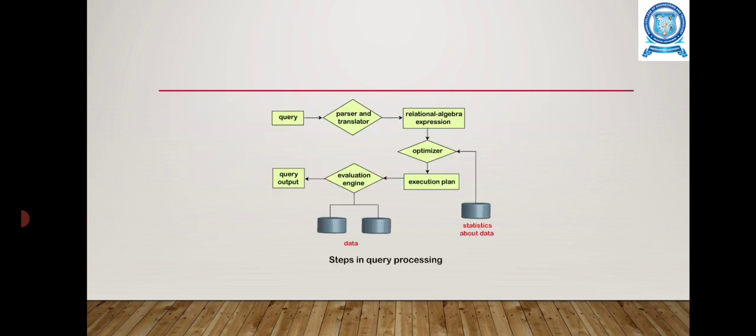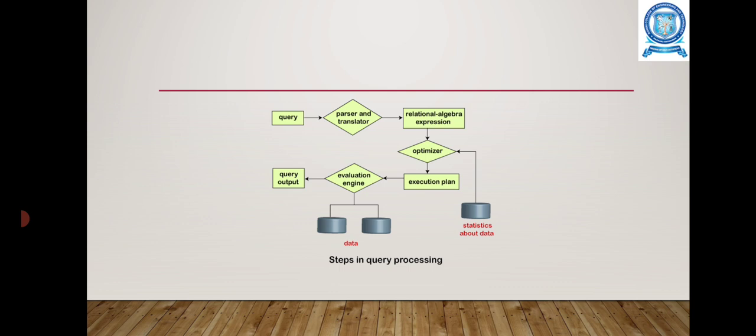This is the diagrammatical representation, that is, the steps involved in the query processing. First, the query is given. After that, the parser and translator translate the query into the machine understandable code, that is a relational algebra expression.